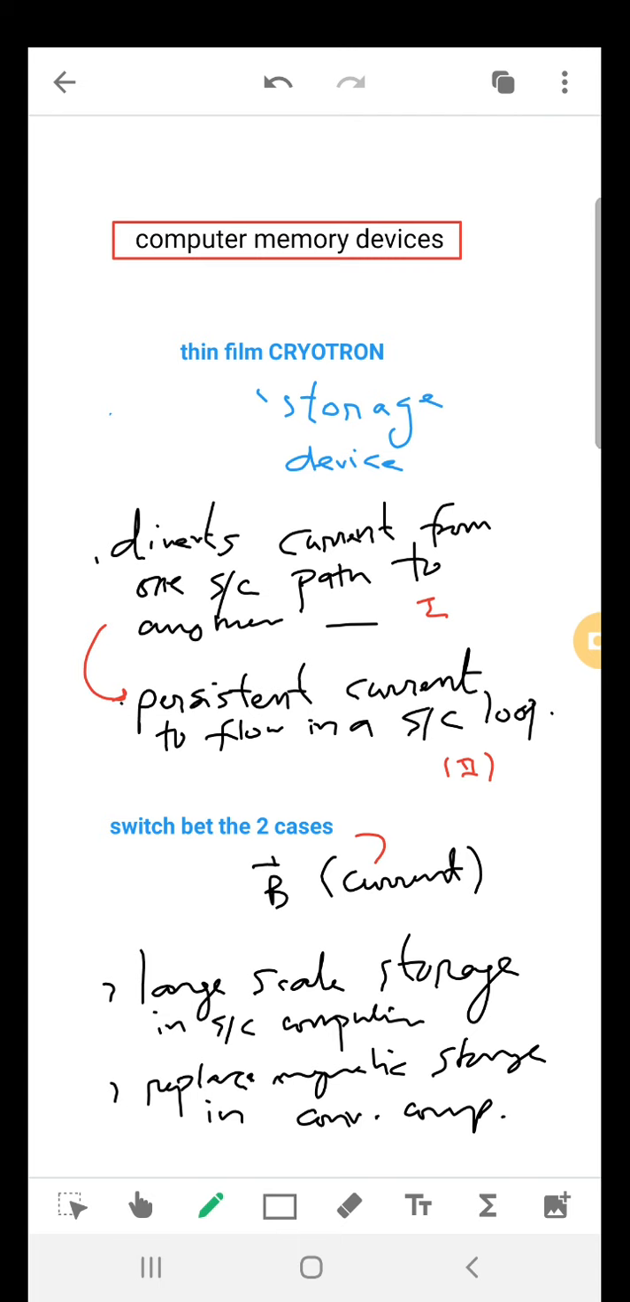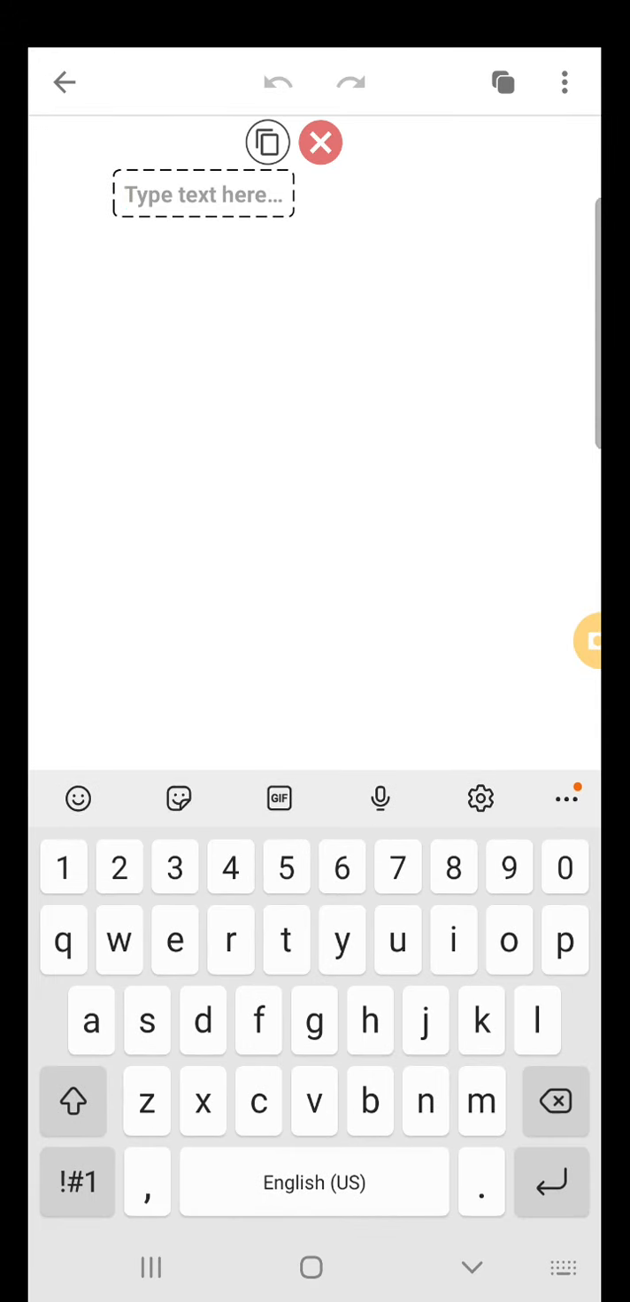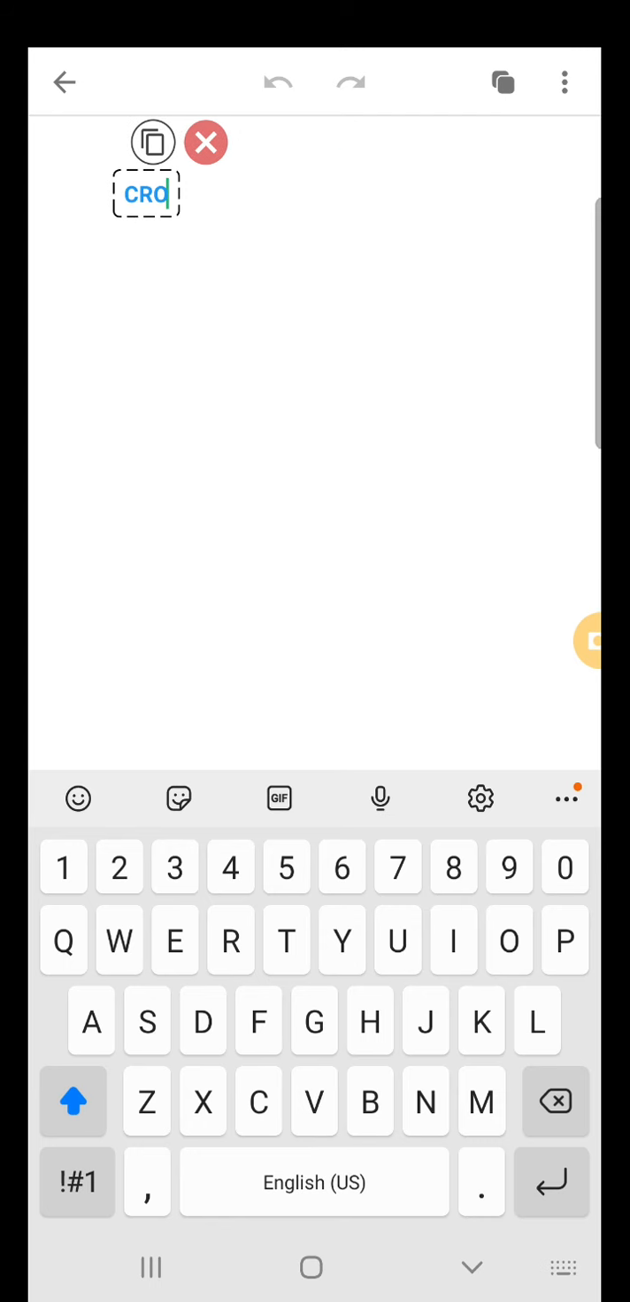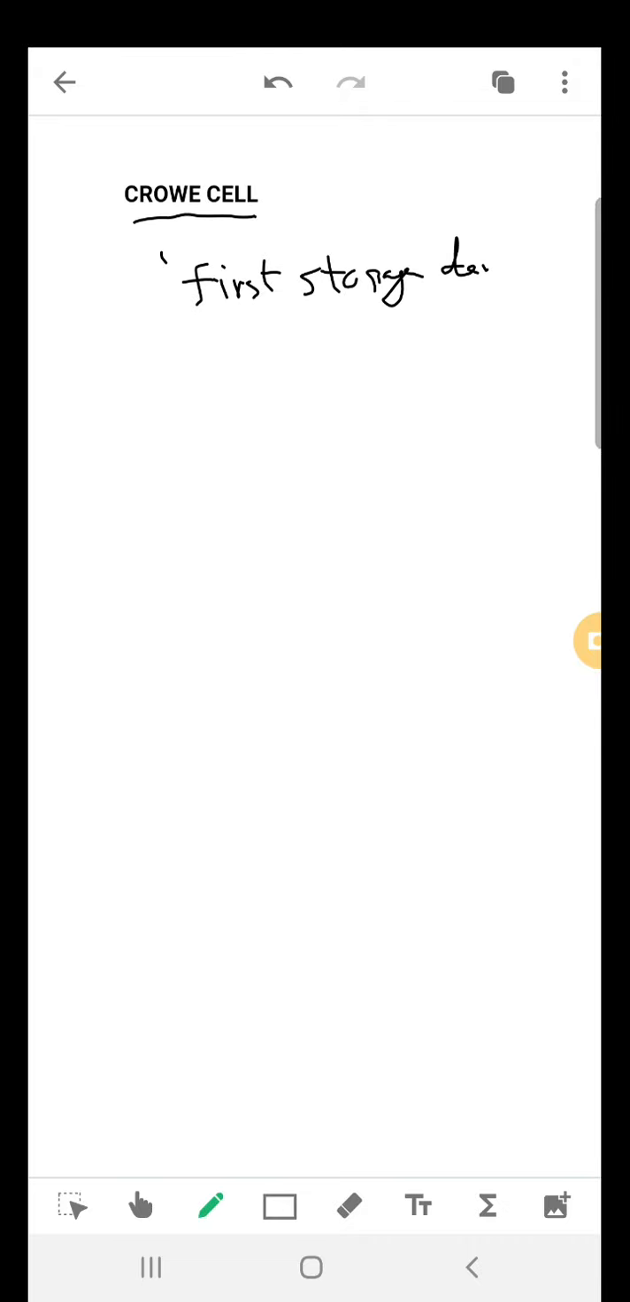This is the first device, number one. The other device for computer storage is called the Crowbar cell. This is the first storage device which is inductively coupled.